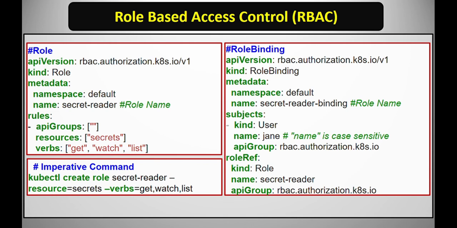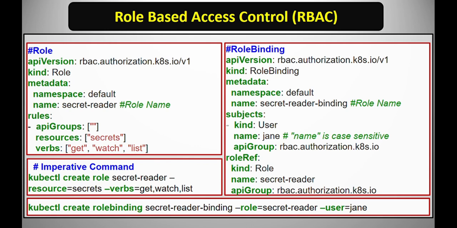While defining the role binding, a particular user, here gen, and a role, which is secret reader, are associated with each other. The imperative command for defining a role binding is also shown on the screen. Now moving towards the demo, where we will define a role and role bindings and check whether the configuration is applied correctly. Then we will also associate an already defined cluster role to a role binding in a particular namespace.